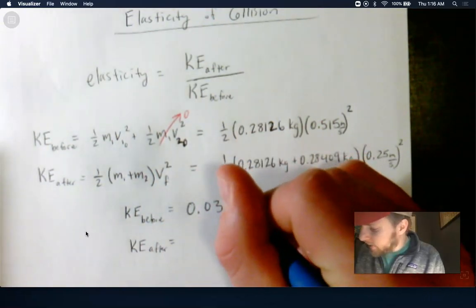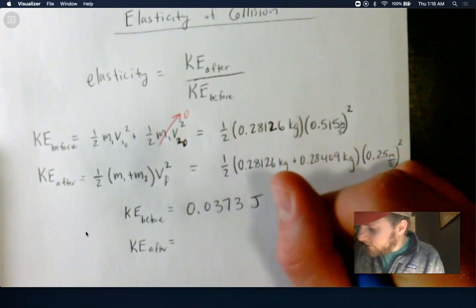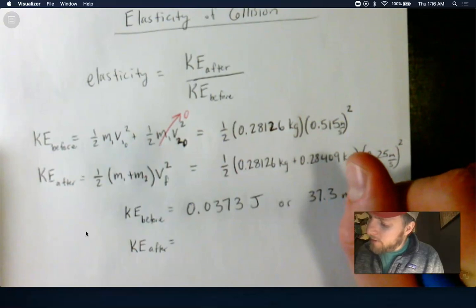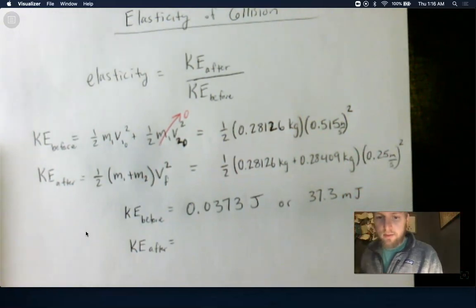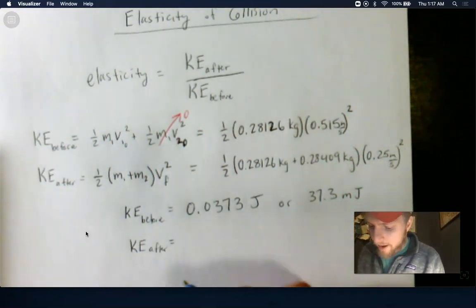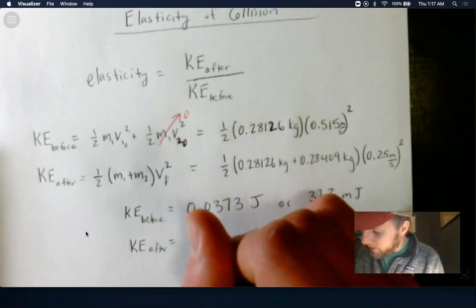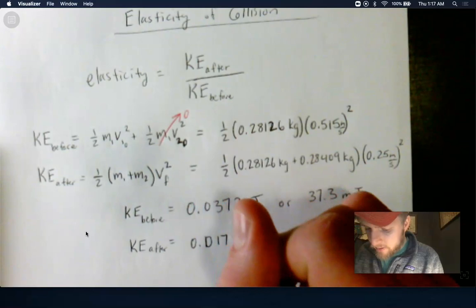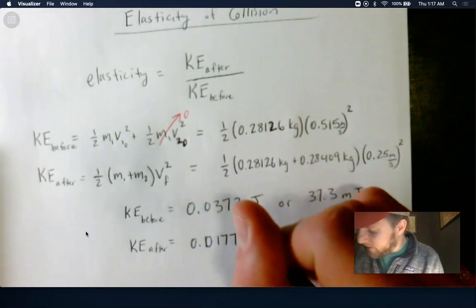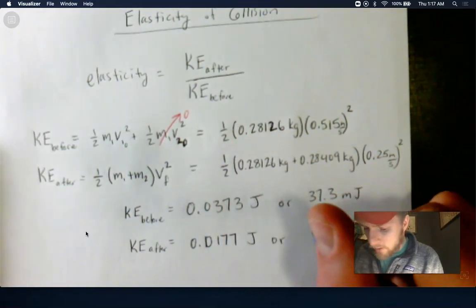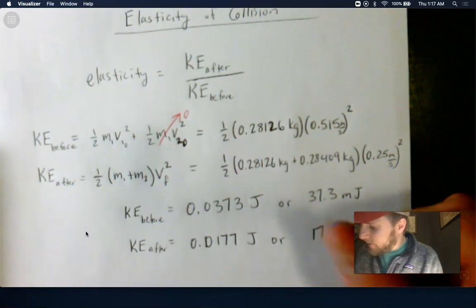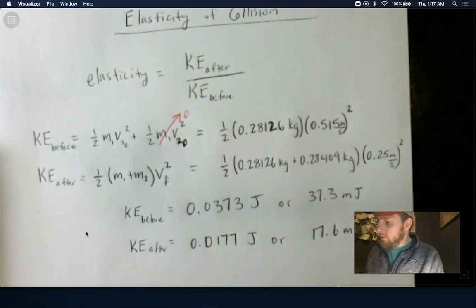Before, I got 0.037 joules, or I guess that would be 37.3 millijoules. And then for our after, I got 0.017 joules, or you could call that 17.6 millijoules. So notice we lost just a little bit. Well, let's actually see how much we lost.